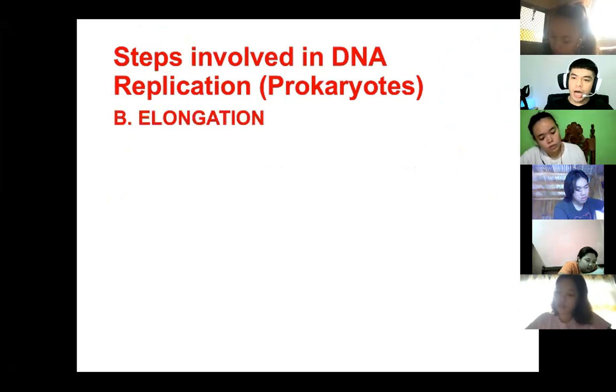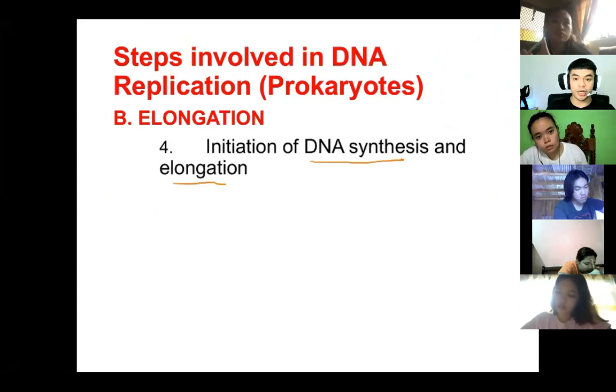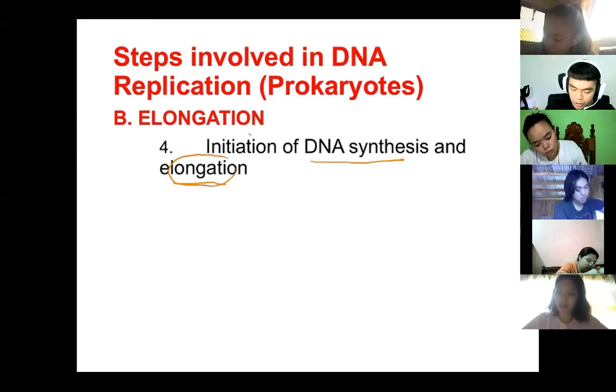Next, we also have elongation. The second major step is elongation. So what are the specific events that occur during the elongation process? Number 1, we have initiation of DNA synthesis and elongation. Okay? So first we have the initiation of elongation.